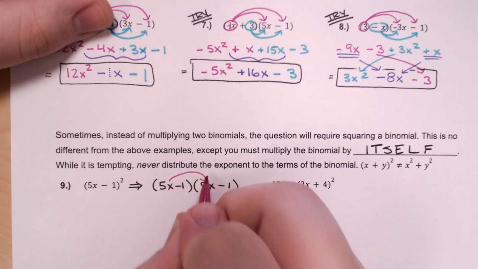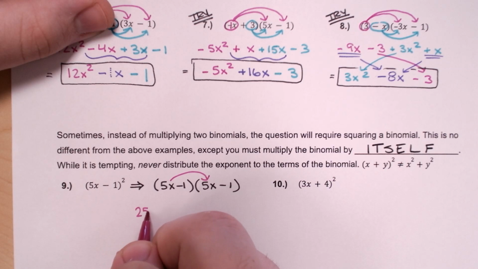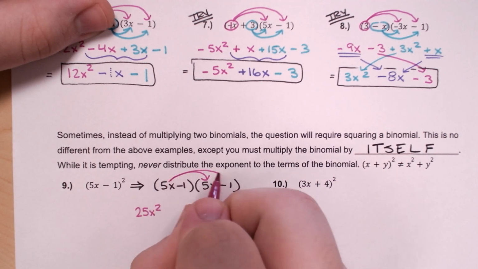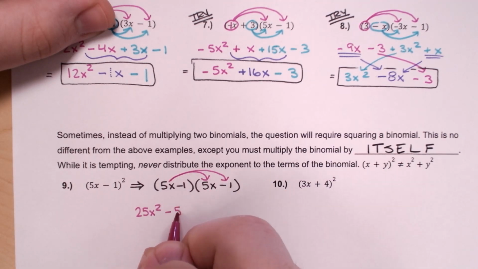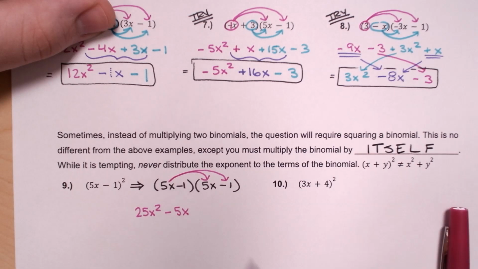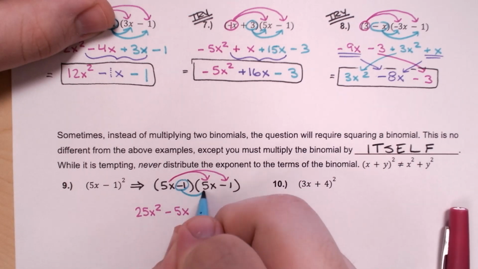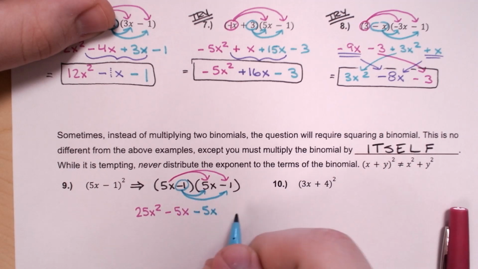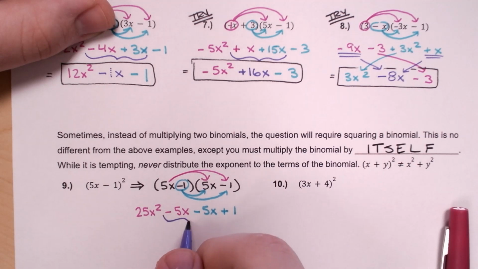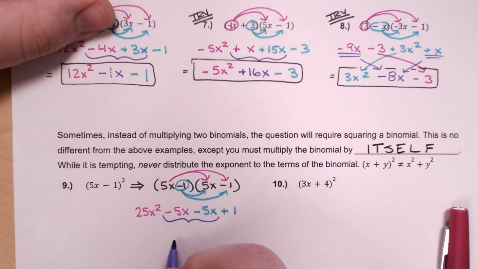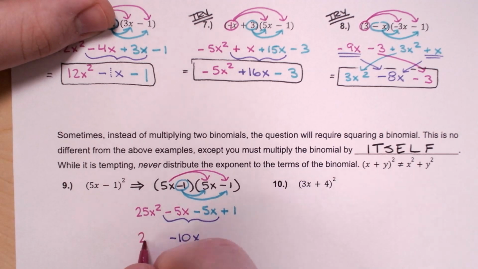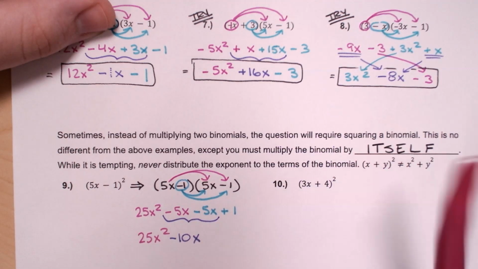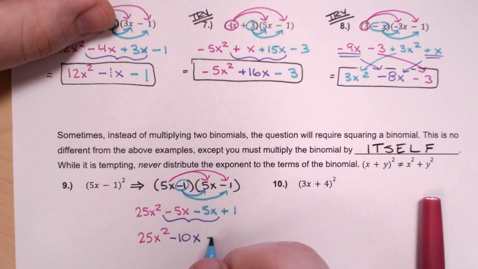5x times 5x is 25x squared. 5x times negative 1 is negative 5x. Negative 1 times 5x is negative 5x again. And negative 1 times negative 1 is positive 1. There's some like terms to combine here. Negative 5 and negative 5 make negative 10x. And so our final answer is 25x squared minus 10x plus 1.